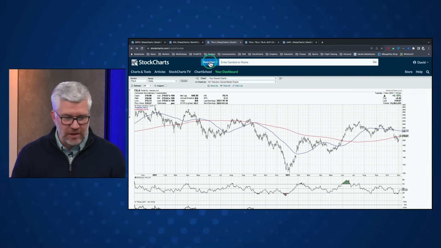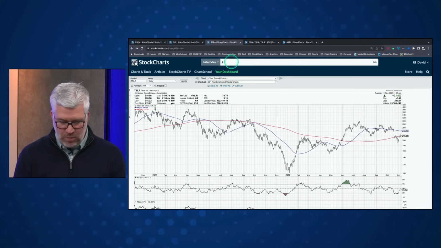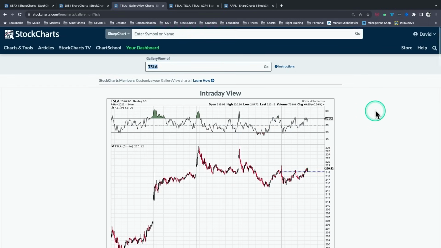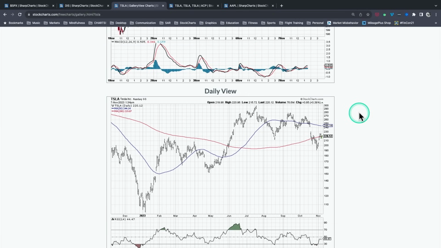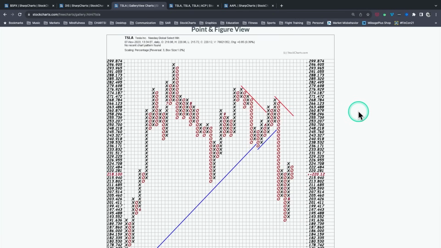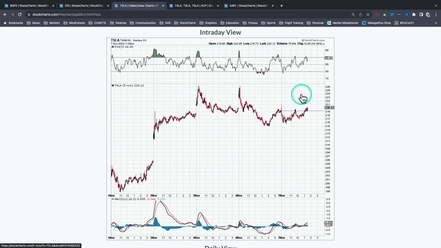And I would encourage you to click on SharpChart at the top, switch it to gallery view. Now, if I type one stock like Tesla, it's going to go into our gallery view function, and it has 4 charts always included: an intraday view, a daily view, a weekly view, and a point and figure view. And these are preset by our developers, but you may notice if you run this on your login that mine looks a little bit different, and that is the hidden feature.